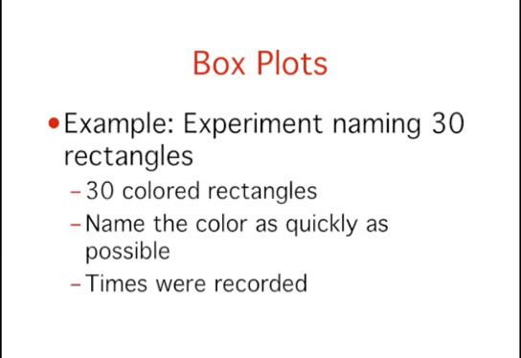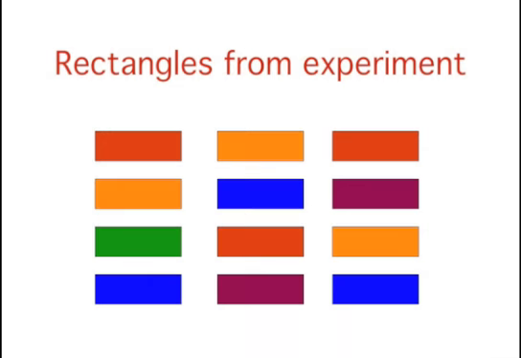We will explain box plots with the help of data from an in-class experiment. Students in introductory statistics were presented with a page containing 30 colored rectangles. Their task was to name the colors as quickly as possible, and their times were recorded. Here's an example of the colored rectangles that the introductory statistics students viewed and named as quickly as possible.